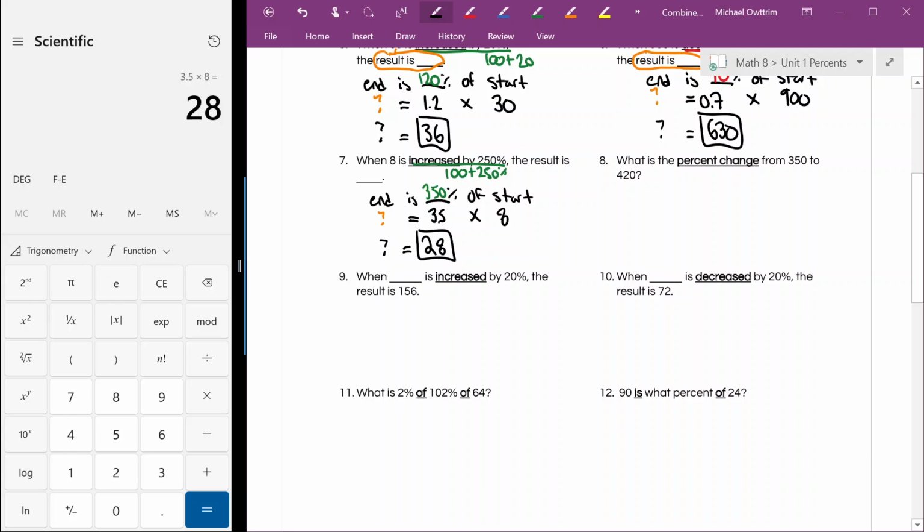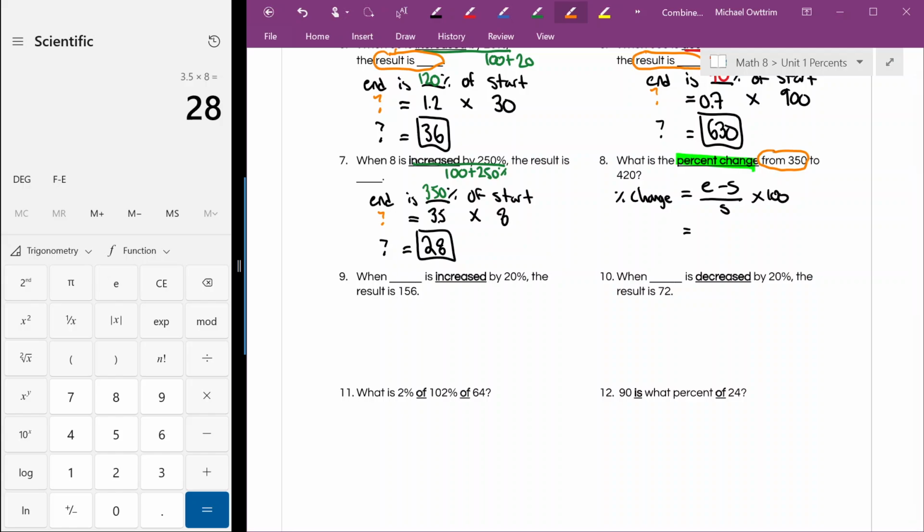Now in question 8, we're no longer dealing with an increase or decrease. They're asking us what is the percent change from 350 to 420. And of course, neither of these numbers are a percent. There's no percent sign on them. So when we're dealing with percent change, we want to apply our formula. Our formula from our notes is that percent change is equal to our end minus our start, divided by start, and then times 100. Now remember that whatever you are coming from is going to be your starting number. So just like when you're traveling from Edmonton to Calgary, you're starting at Edmonton, you're going to Calgary.